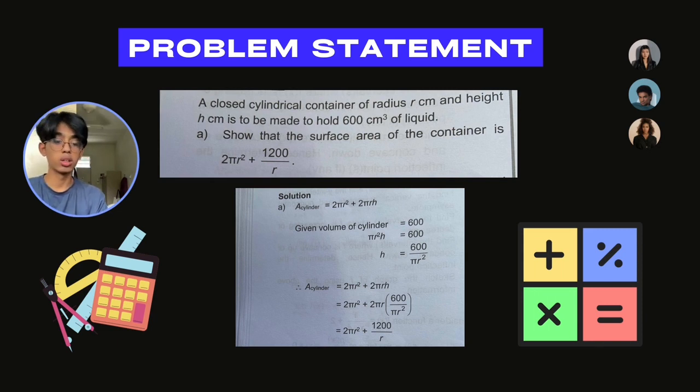Then we use the formula for the surface area of a cylinder, which is 2 pi r squared plus 2 pi r h. Then we enter the value of h back into the formula, and the result is 2 pi r squared plus 1200 divided by r. So we get the same surface area that the question asks.